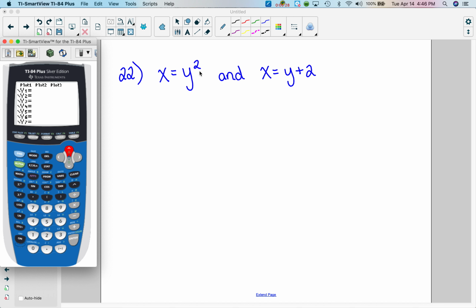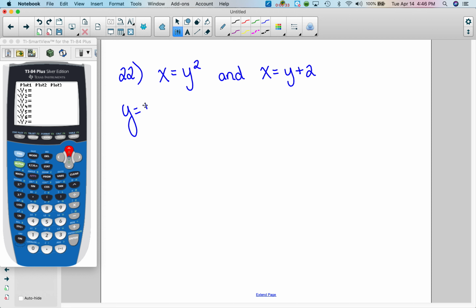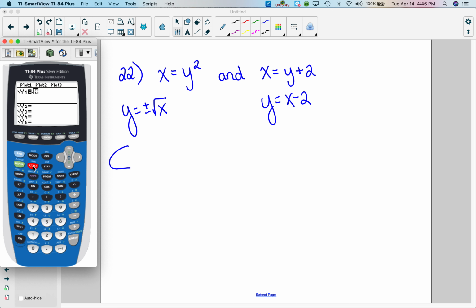So for example, I could switch this to y equals plus or minus the square root of x, and I could switch this to y equals x minus 2. Now, graphing this one on your calculator, because it is a parabola on its side, you have to do it in two pieces. So you'd have to do the square root of x, and then the opposite of the square root of x. And now we can graph this other one, that would be a line, x minus 2.